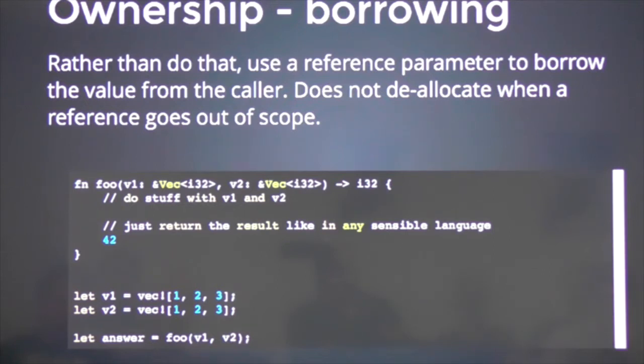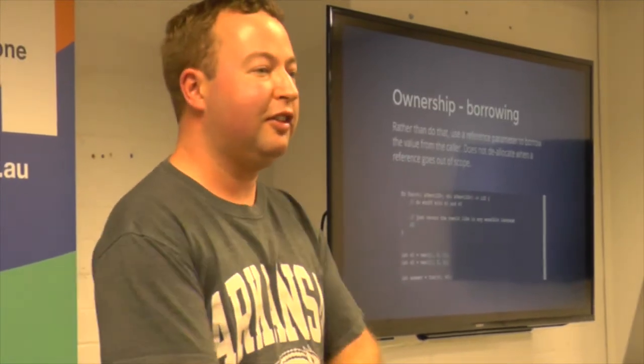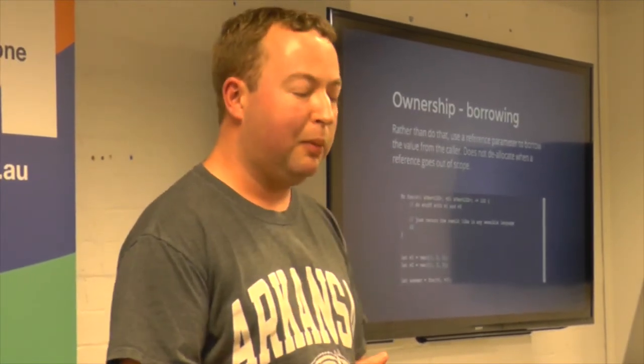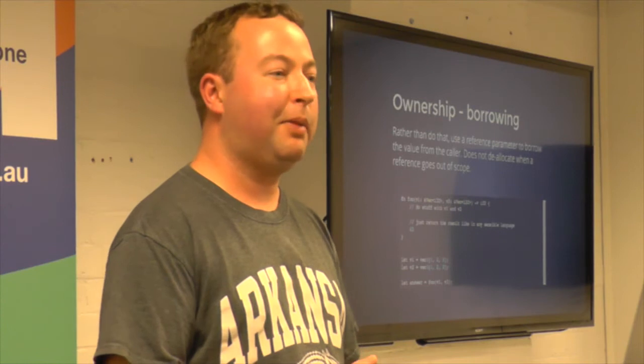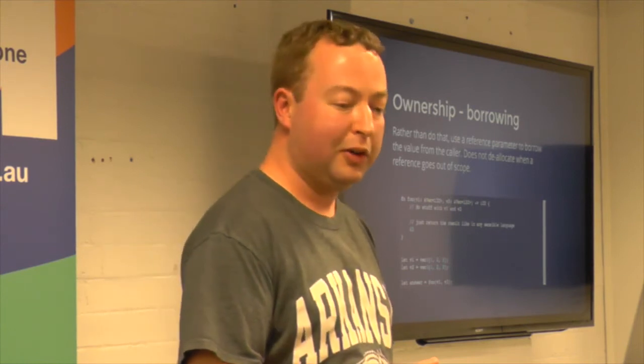As I briefly mentioned earlier, these references are immutable. If you want to use a mutable reference, you need to put ampersand mut on it to say this is a mutable reference. I didn't mention it earlier in the first code sample, but when the function wants a mutable reference, you actually need to write ampersand mut on it to say that you really want to pass a mutable reference into this function. Which is part of the discouragement from passing around mutable things unless you really need to do it.